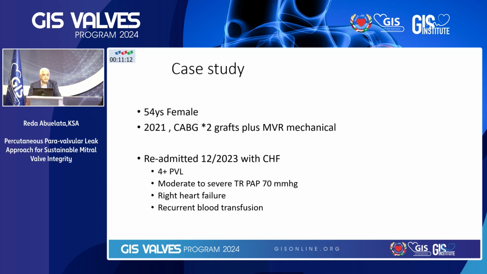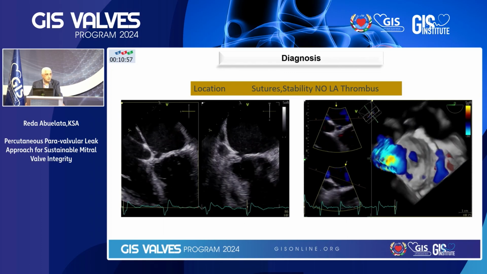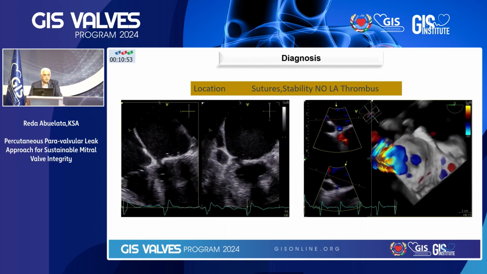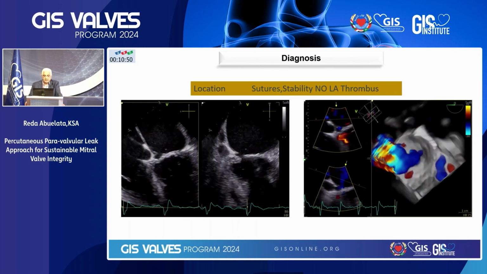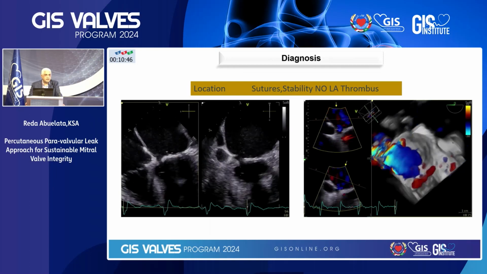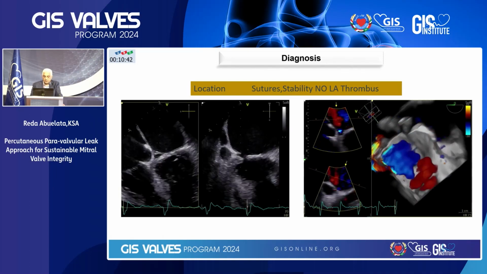We had a lady, 54 years old, who had a CABG with 2 grafts and a mechanical mitral valve replacement. She presented 2 years later with severe right ventricular failure, pulmonary hypertension, and another problem, which is hemolysis. If we look carefully at this echocardiography, imaging is the stand-alone diagnostic tool to pick up the problem, to evaluate the problem, and to direct the next step.